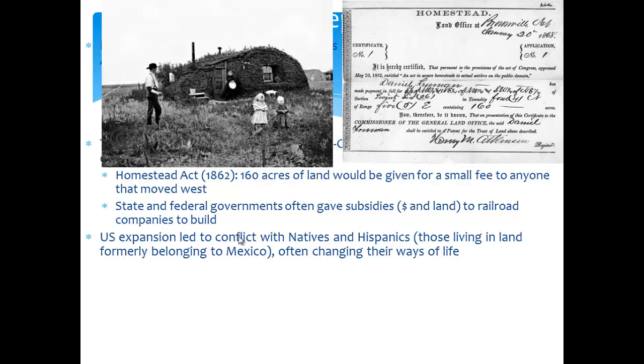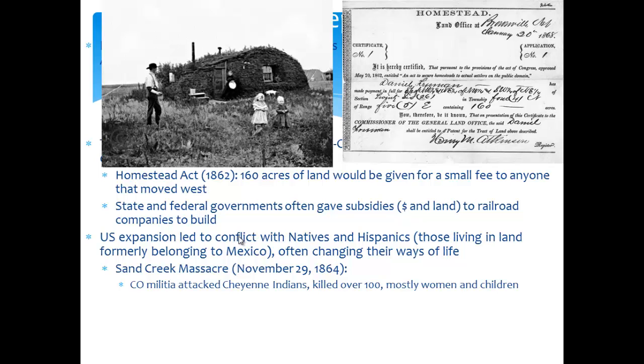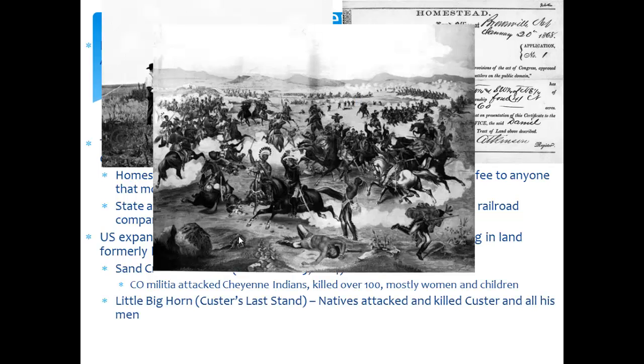And oftentimes their lives, the natives and Hispanics, their lives would be changed. With the Sand Creek Massacre, which occurred in November of 1864, a Colorado militia attacked the Cheyenne Indians. They killed over 100 of them, mostly women and children. That's just one of several examples of Native Americans being killed during this time. The Battle of Little Bighorn, which is also known as Custer's Last Stand, was when Native Americans attacked and killed Lieutenant Colonel Custer and all of his men, and this led to more fighting between the two groups.